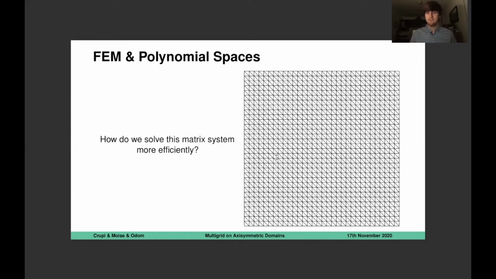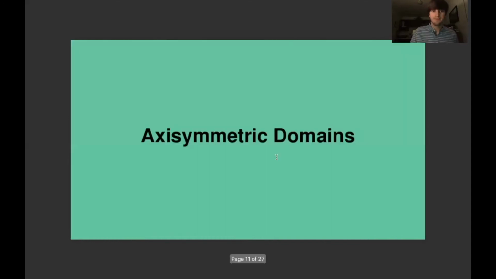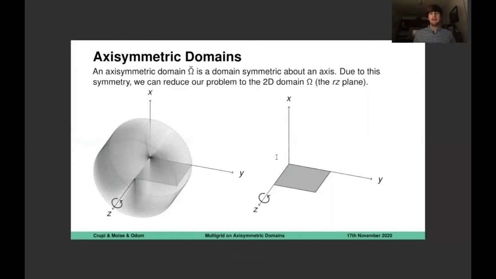Now, for this toy problem, multigrid has been proven to work on these simpler polynomial spaces like VH. But for our problem, we're working on much more complex domains. We're working on axisymmetric domains, which is just some two-dimensional domain that has been rotated about an axis. So it has symmetry about an axis. And because we're often working with cylindrical type problems, it's much easier to take our problem from the Cartesian coordinates x, y, z into the cylindrical coordinates r, theta, z.